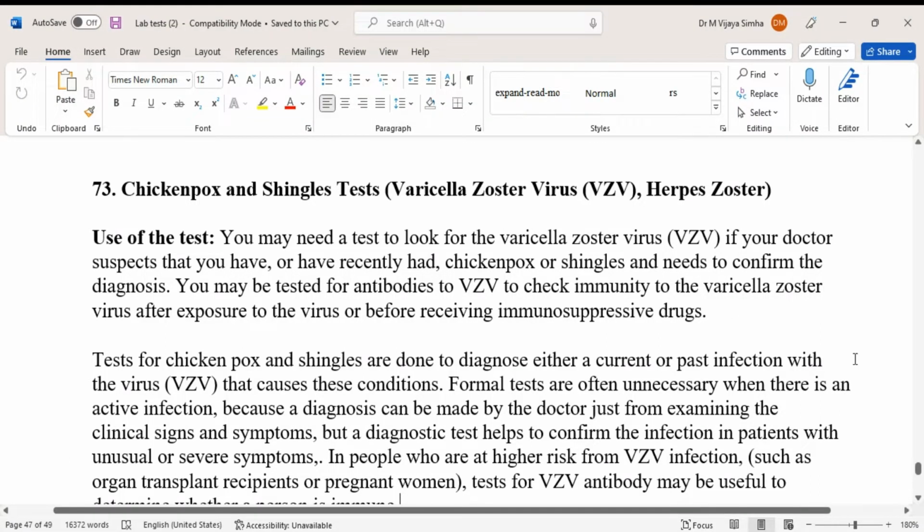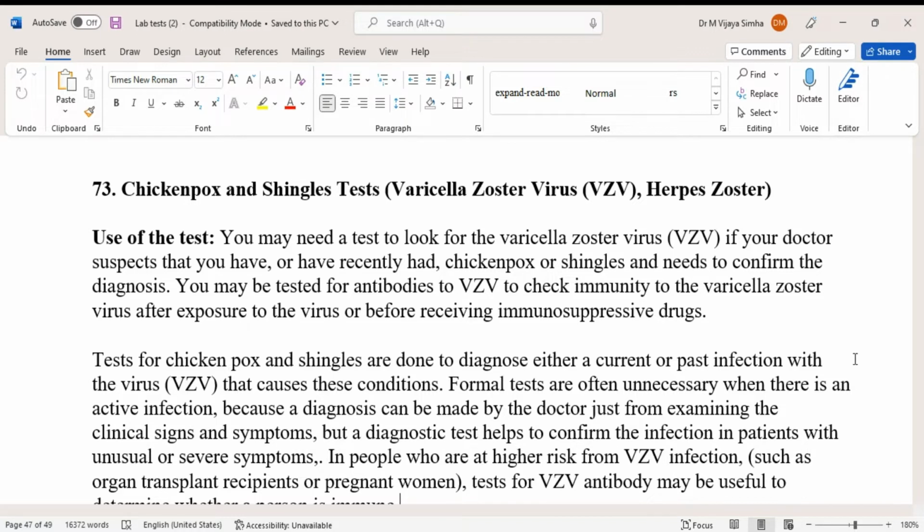Hello guys. Today we are going to discuss a laboratory test called the Chickenpox and Shingles test. Other names are Varicella Zoster virus and Herpes Zoster.